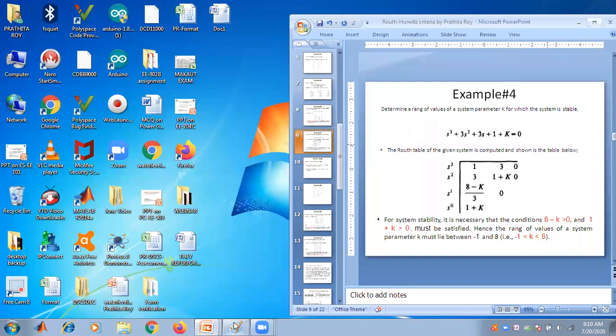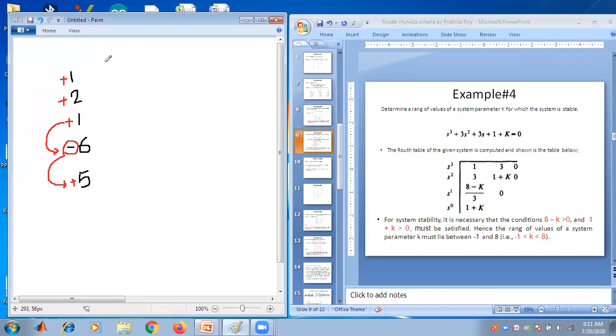Now we have to concentrate on that particular thing. Our first motto is to make the system stable. For the system to be stable, that particular part (8 - k)/3 must be positive, because this sign is positive, +1, this sign is positive, so this must be positive in order to have no sign change, or in order to maintain the same sign. So it will be greater than zero. So it indicates that k must be less than 8. If k is less than 8, it will remain positive.